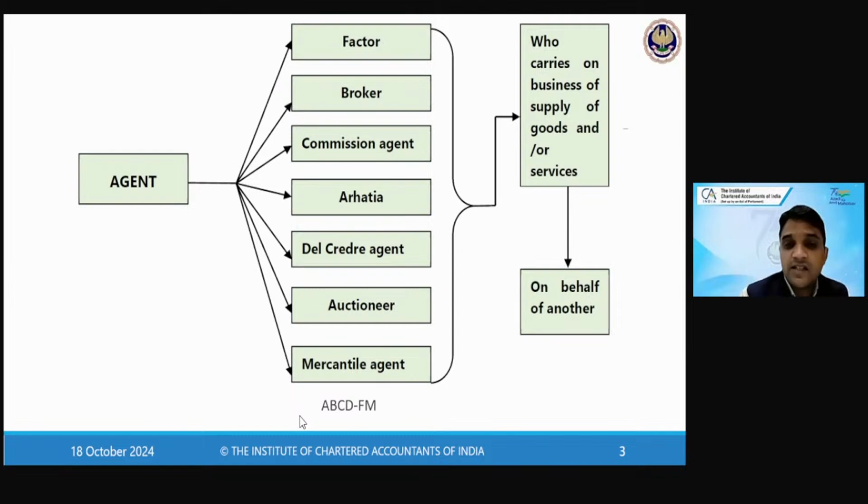Okay, so this is a definition of agent. Anybody by this name, who carries on the business of supplying of goods or services on behalf of another. So agent का काम ही वही है that he will do business for another. That is what this definition says, that any person by whatever name called who carries on the business of supply of goods and services on behalf of another is an agent. ठीक है? Simple.